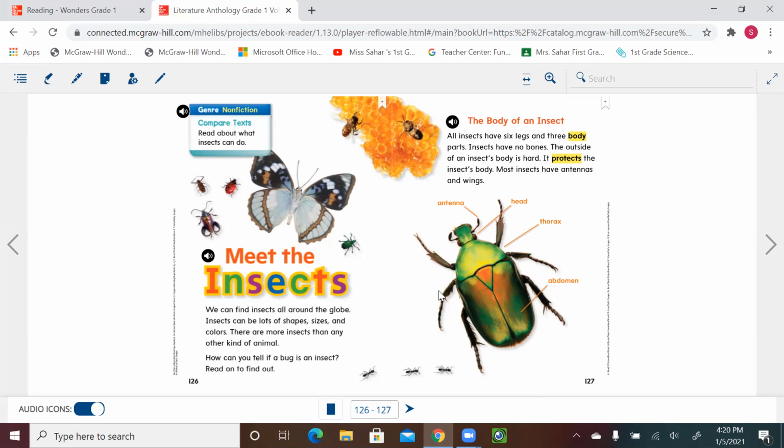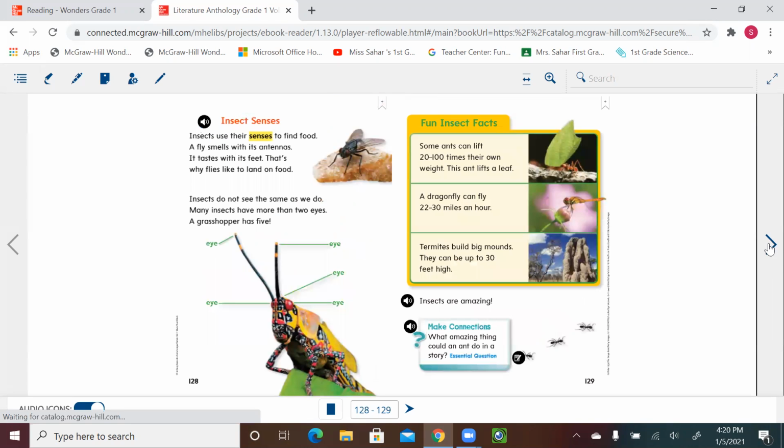So they come in different sizes and shapes, and then they have 6 legs. This is how you can tell that this is an insect or a bug. It says all insects have 6 legs and 3 body parts. And they show the body parts and their names: antenna, head, thorax, and abdomen. All right, so let's turn the page. Let's have another heading with more information.